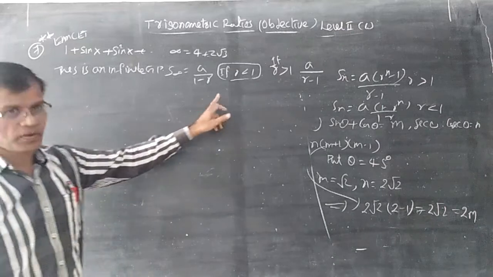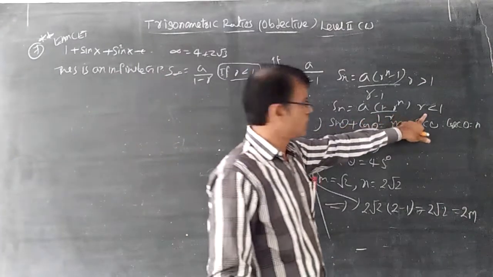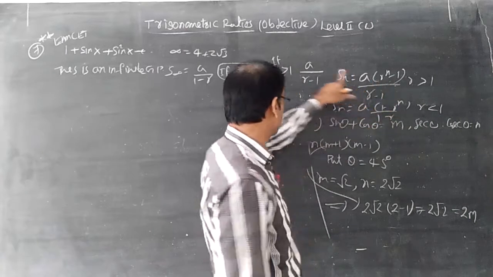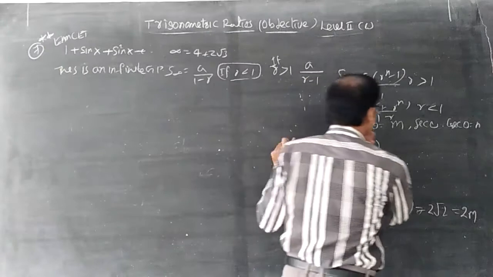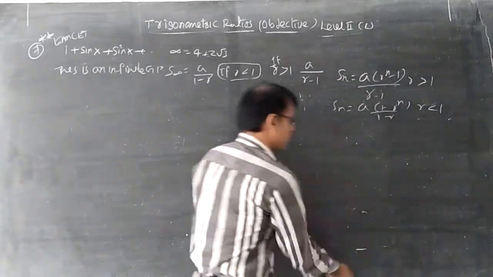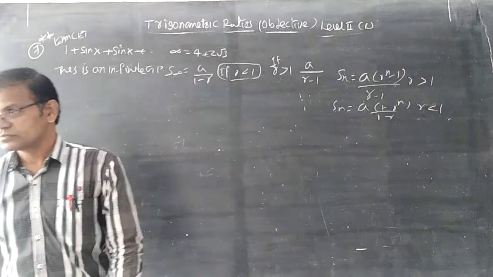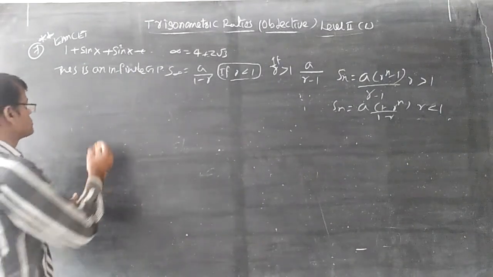Now remember as a formula: Sn is equal to A into 1 minus r power n by 1 minus r whenever r is less than 1, and the other formula when r is greater than 1. For infinity terms also, it is A by 1 minus r. Sir, why did you write A by 1 minus r? Why should you not write A by r minus 1? You can ask this doubt.